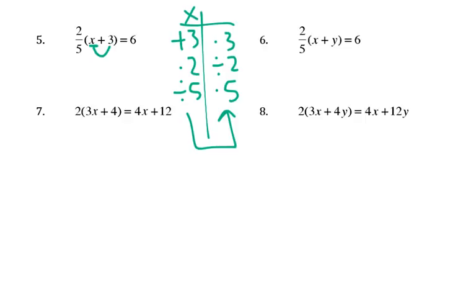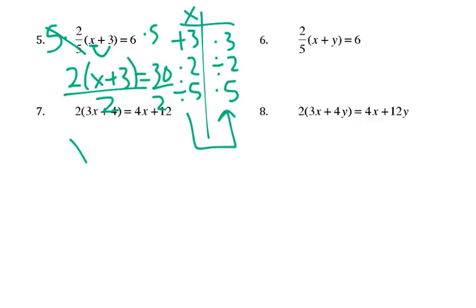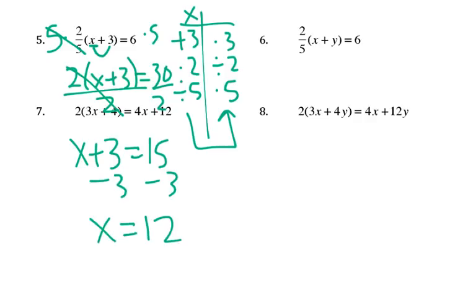So if I times both sides by 5, those 5's cancel out. I'm left with 2 times x plus 3 equals 30. I divide by 2. I get x plus 3, because those cancel, gives me 15. I subtract 3. I get x equals 12.